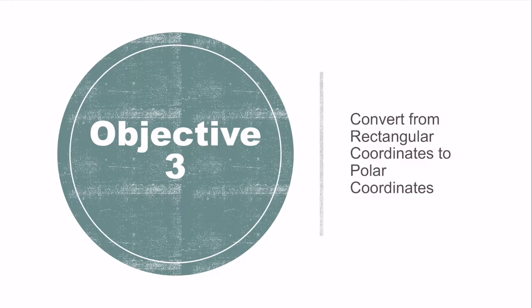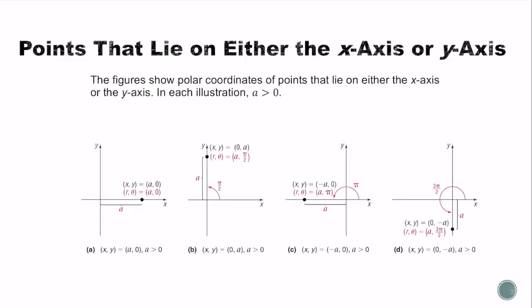Next, let's convert from rectangular coordinates to polar coordinates. So note that points that lie on either the x or y axis are special. If I have a point on the x-axis, so when x is a constant and y is 0, that becomes the polar coordinate where this x is also my radius. So I have my radius is a and the angle is 0.